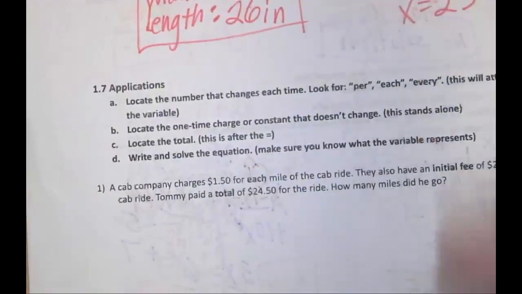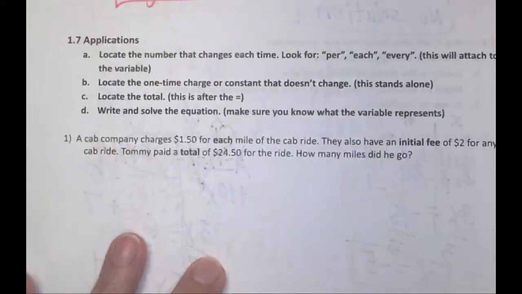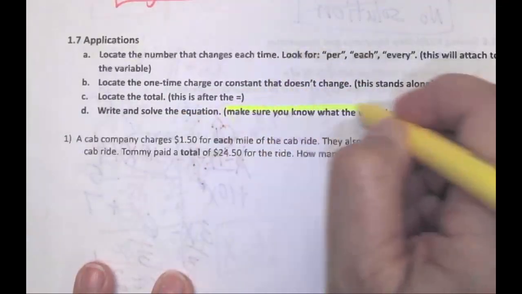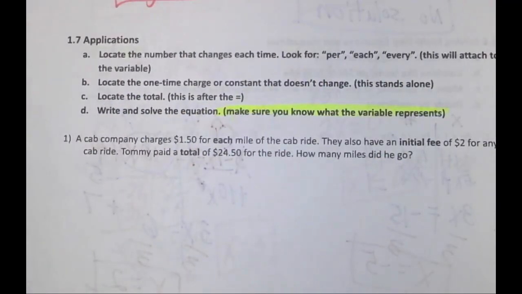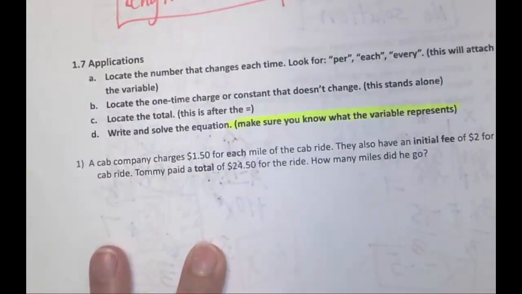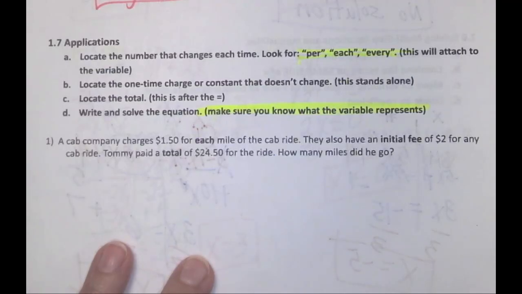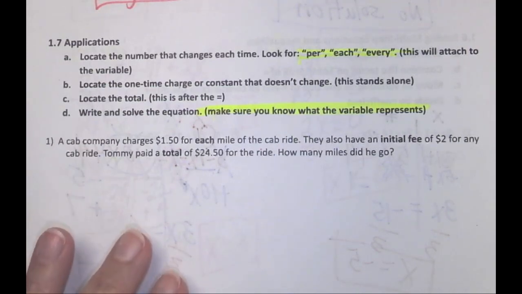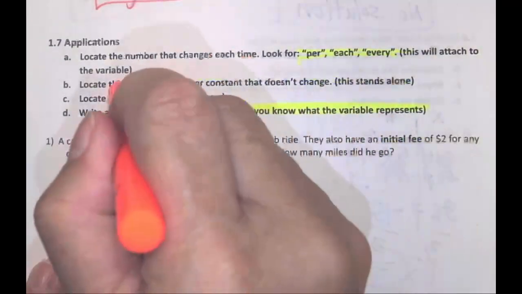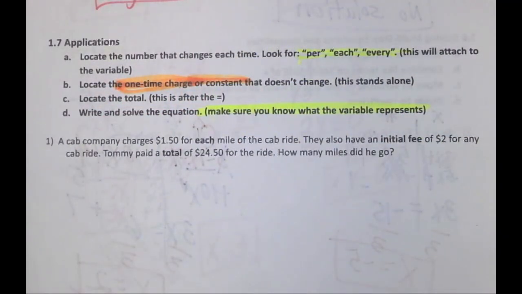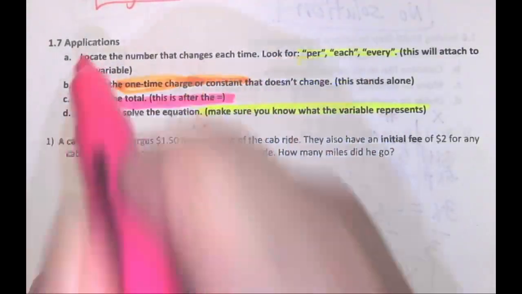All right, let's look at some more applications. We always need to figure out what is the missing quantity. Remember that algebra is just finding an unknown. So first of all, we need to figure out what my unknown is, what the variable represents. The number that changes each time is going to have keywords: per, each, every. That's your coefficient of the variable. It's going to go with the variable because that tells you how much it changes as the variable changes. Then you're going to have a one-time charge, or that'll be your constant that doesn't change. Then you need to find your total, and then we can solve.